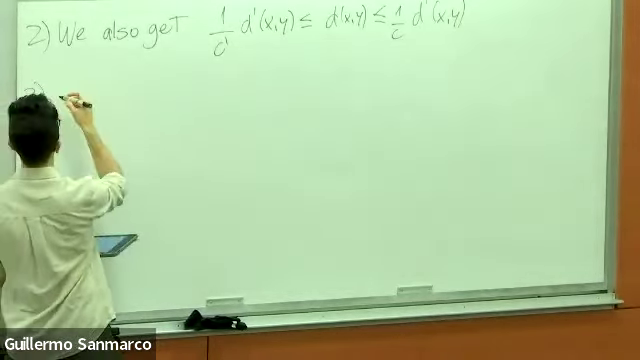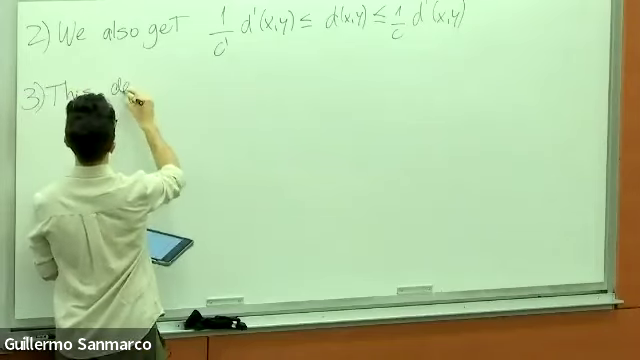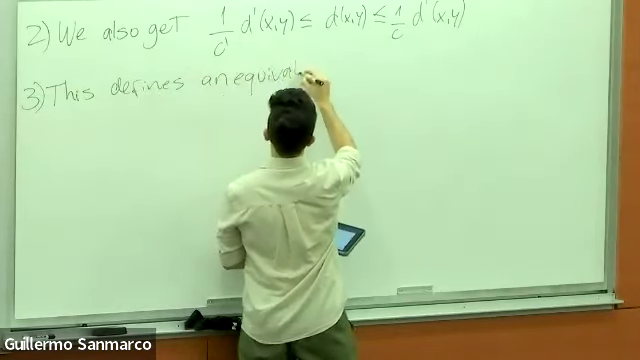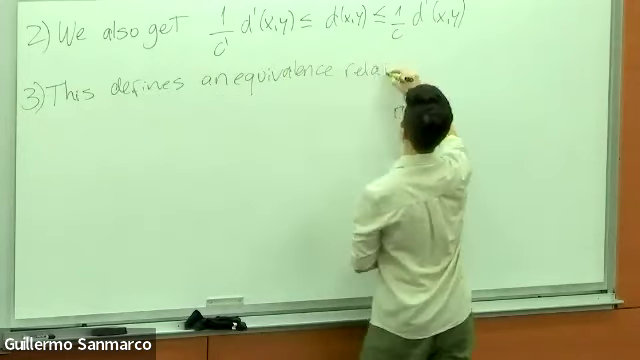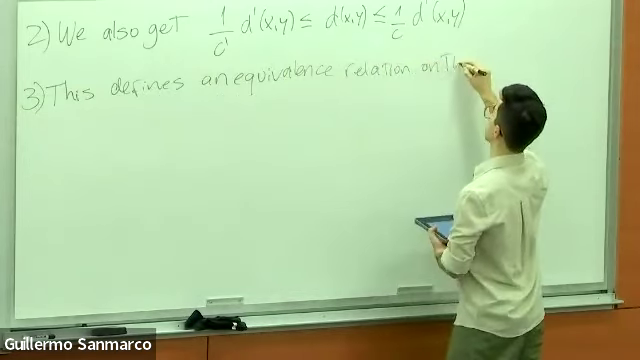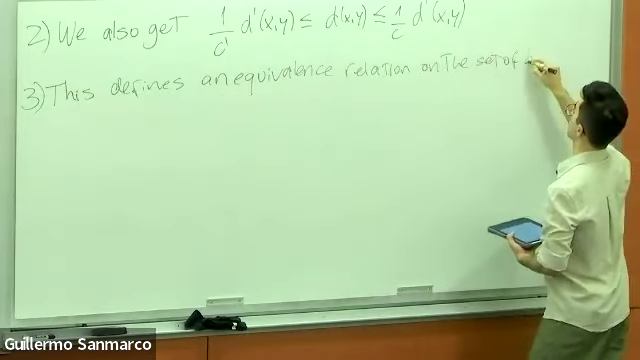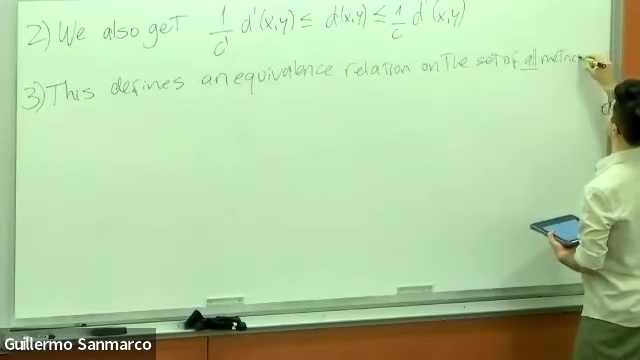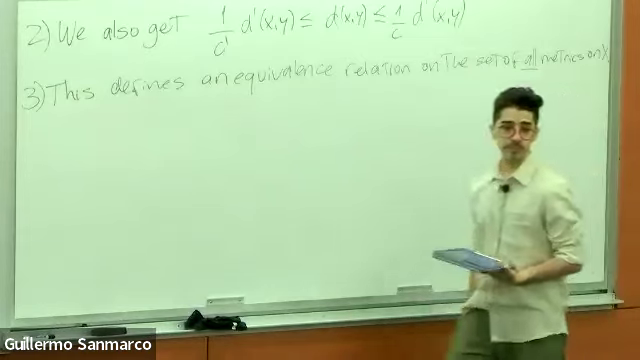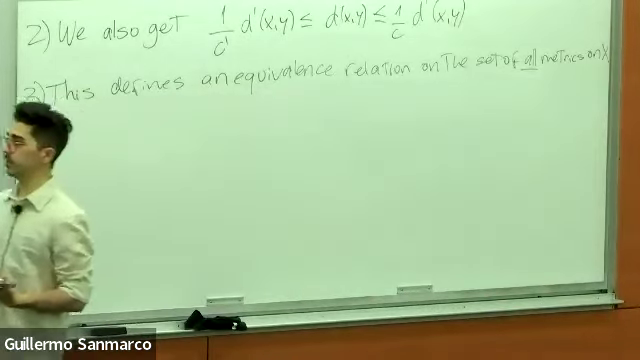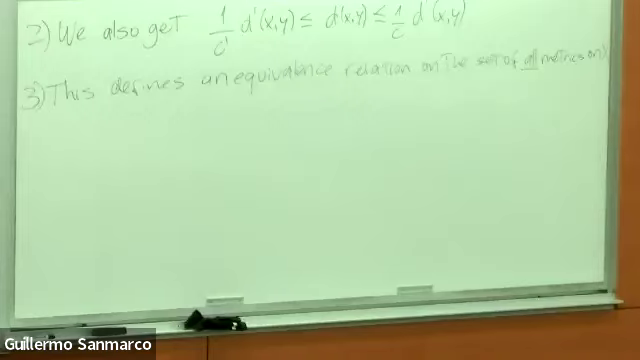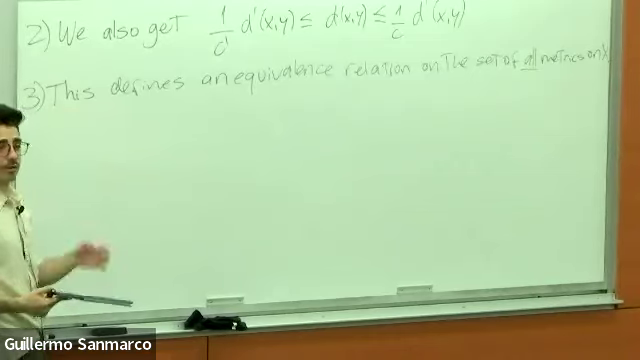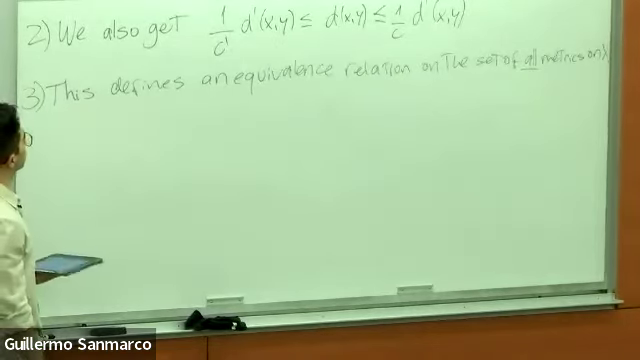So the last observation here is this defines an equivalence relation on the set of all metrics. So here I'm saying two things are equivalent if blah, and it's easy to see using mostly this part that this defines an equivalence relation. So what are some equivalence classes here?